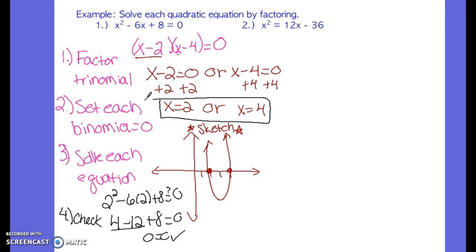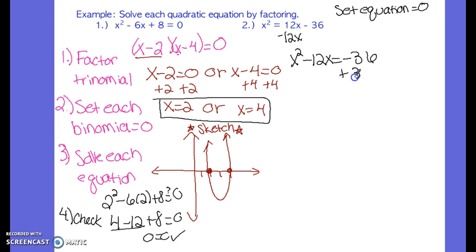Let's try number 2. Now number 2, the first thing you have to do is set the equation equal to 0. So I'm going to go ahead and subtract 12x and get x squared minus 12x equals -36. Add 36 to get x squared minus 12x plus 36 equals 0.